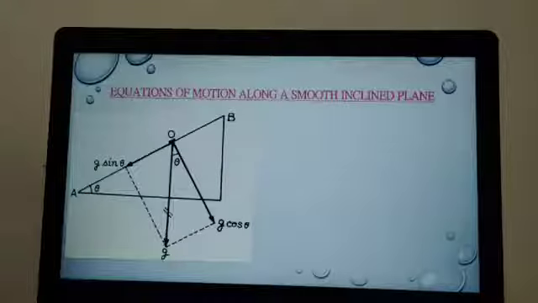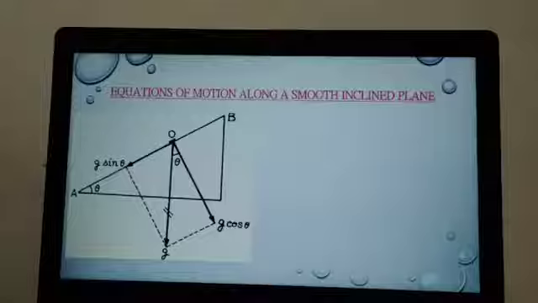So anyhow, here you have to remember that g can be split into two components. g cos theta component is acting perpendicular to the inclined plane and g sin theta is acting along the inclined plane. So g sin theta is the acceleration acting along the inclined plane. If it is moving in the downward direction, g sin theta is also acting along the same direction, so it can be taken as positive.